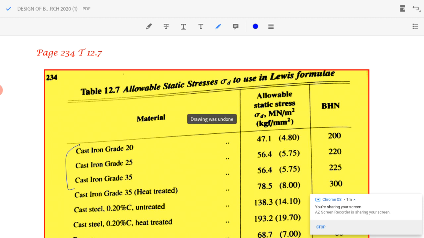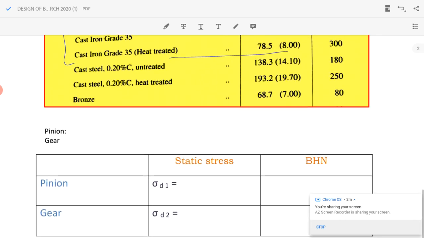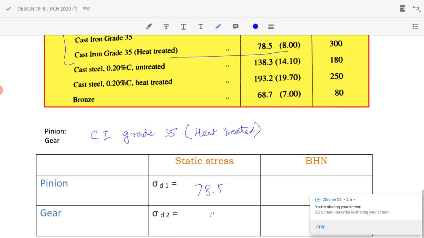So we have four varieties of cast iron, from which I am selecting the heat treated one. So that sigma D is 78.5 and its Brinell hardness number is 300. So select cast iron grade 35, heat treated. Sigma D1 equal to 78.5 for both pinion and the gear, and BHN value equal to 300. So this completes our first step.